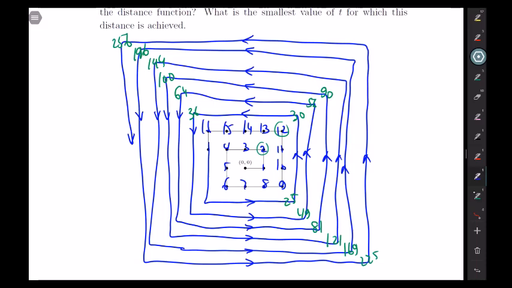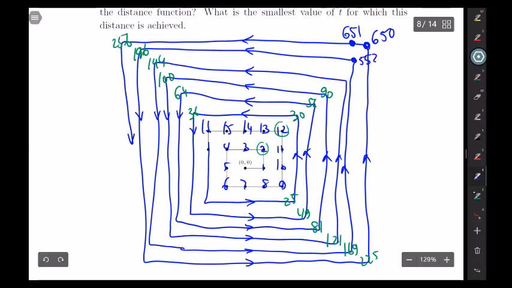All right, let me give you the answer first, and then let me tell you where the answer came from. So if my calculations are correct, there will be a corner upright, which will be a 650. And then there will be the next guy, which is 651. And then the one below that would be 552. And then that's pretty much it.